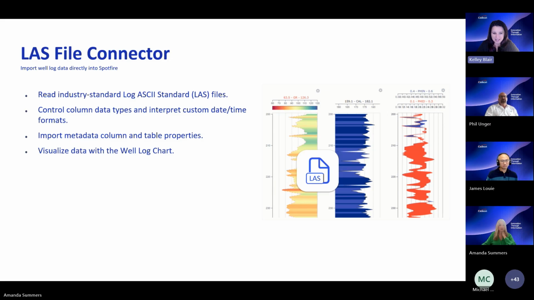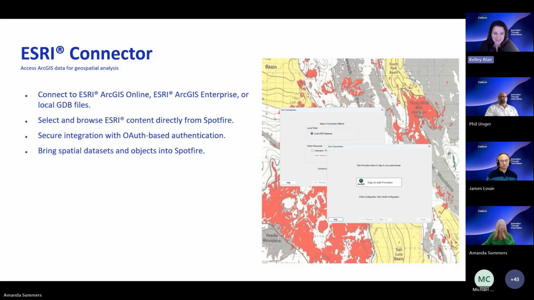We have another one as well on the next slide, which is the Esri connector. I'm sure for those of you in the energy industry, you are probably familiar with Esri. This connector allows us to access and load our spatial data from Esri sources directly into Spotfire. We can connect to local file-based GIS databases like GDB, ArcGIS Online, ArcGIS Enterprise, and just bring that directly into Spotfire for visualization.